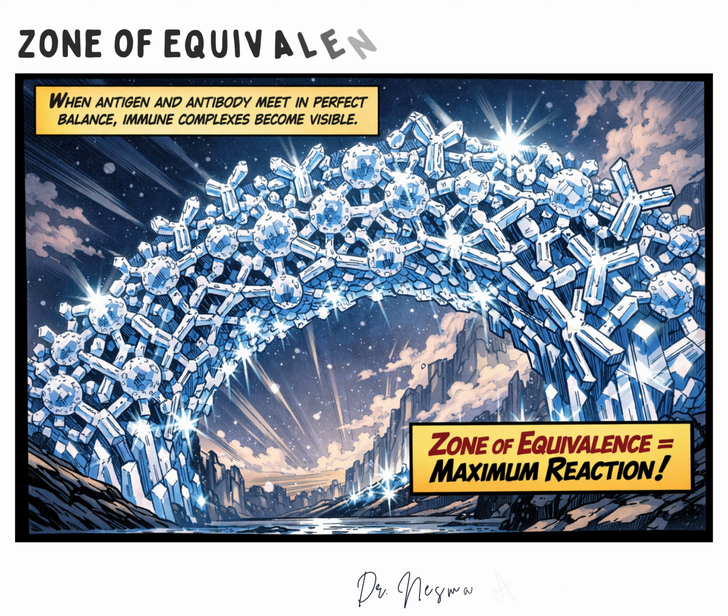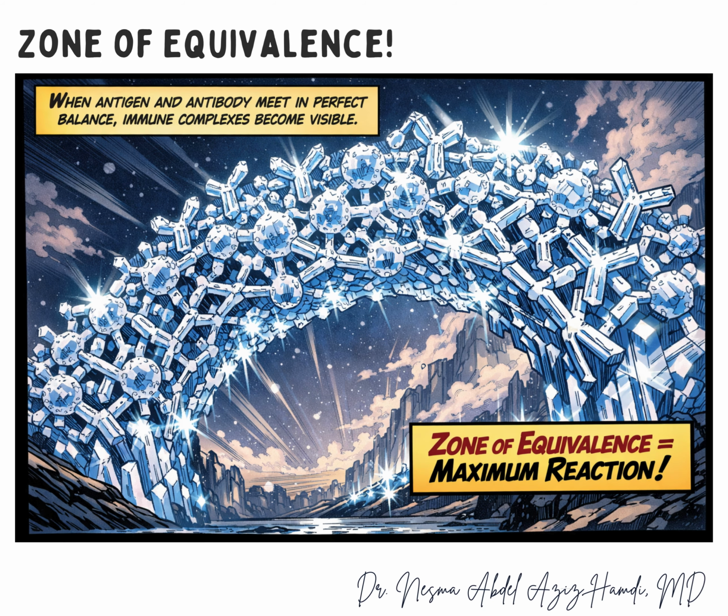A perfect balance, where every antigen finds its antibody, is mandatory for the visibility of antigen-antibody interactions, forming an intricate, stable structure. This is the zone of equivalence, where antigens and antibodies link together to create a visible lattice, much like a crystal bridge. This optimal ratio leads to the maximum visible reaction. If either antigen or antibody is in excess, visible reactions decrease.